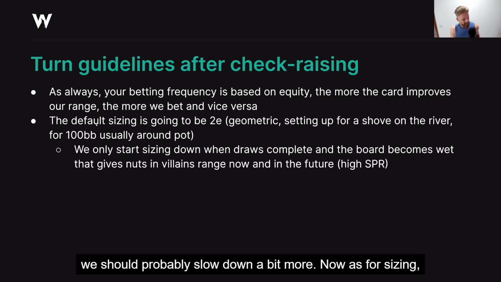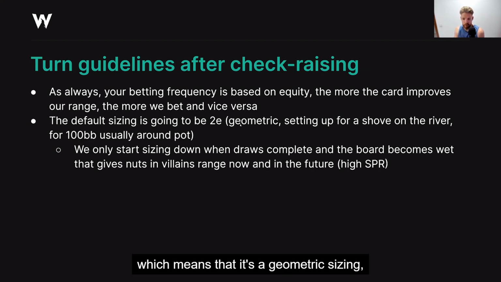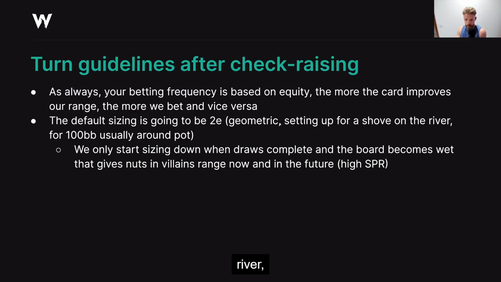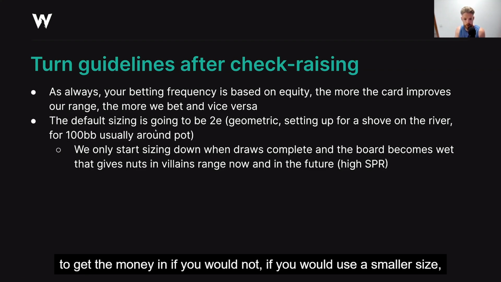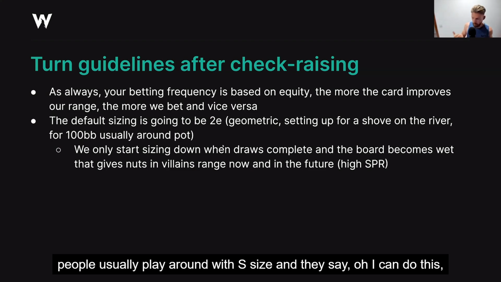Now, as for sizing, your default sizing is going to be 2E, which means it's a geometric sizing, which means that you're going to divide the stacks to get the money in by the river. You want to do this because you have a lot of nuts in your range and you're trying to get the money in. If you use a smaller sizing, this is actually a very high EV mistake. So on flops, for example, people usually play around with sizing.